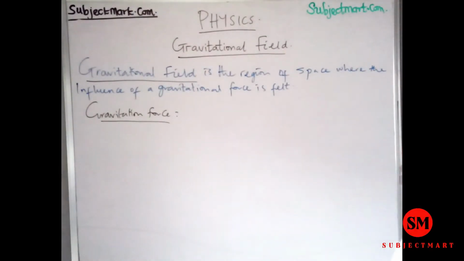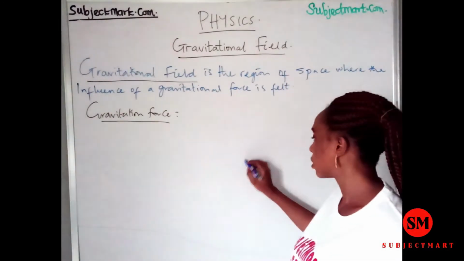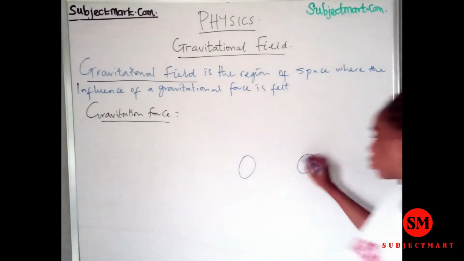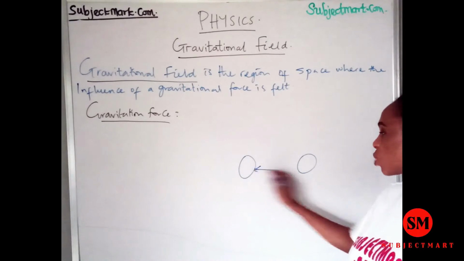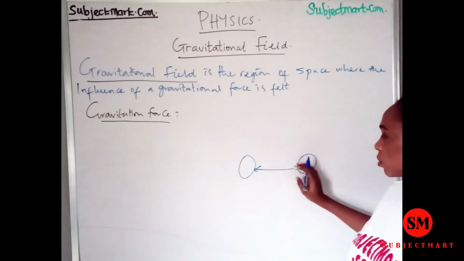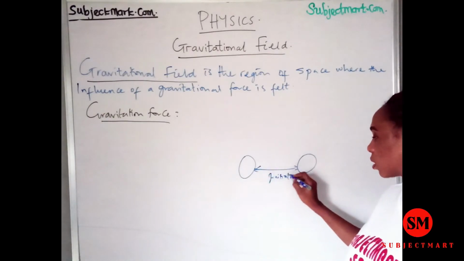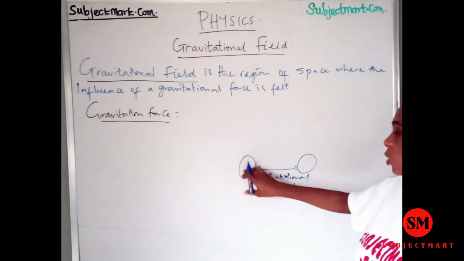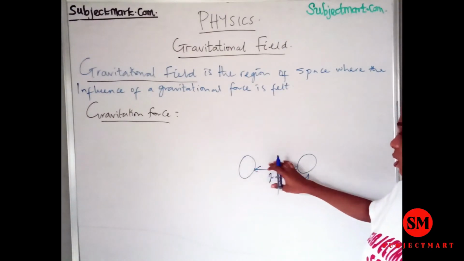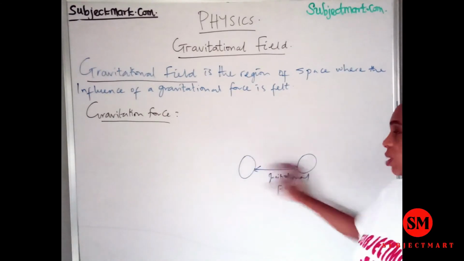The region of space where gravitational force is felt. For instance, these are two masses or two objects, and this space in between them is called the gravitational field. Why? Because this object can experience a force of attraction. There's a force of attraction between two masses.